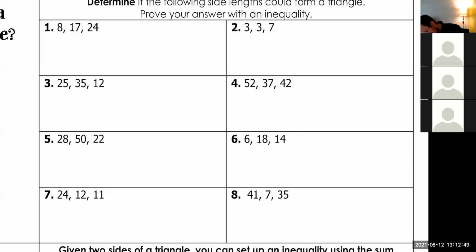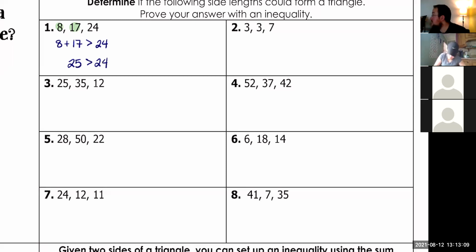8 and 17. Okay, so in order for this to be a triangle, the sum of those two shorter sides has to be greater than 24. What is 8 plus 17? 25. Is 25 greater than 24? Yes. Then yes. These 3 lengths would allow you to form a triangle. This is almost refreshingly easy, isn't it?